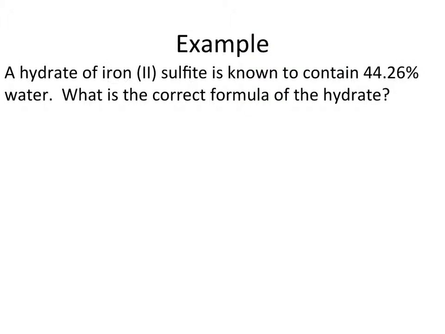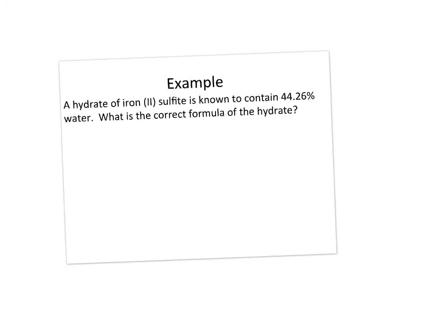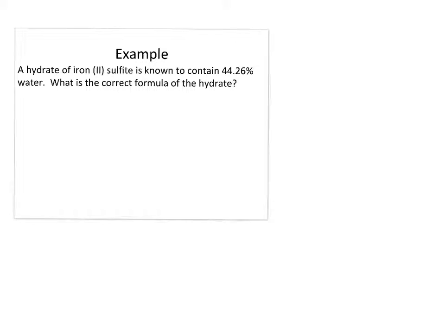A hydrate of iron 2 sulfite is known to contain 44.26% water. What's the correct formula of the hydrate? So in this case, we're actually given a percentage. Again, I'm just going to make this a little bit smaller to give us a little bit of working space. Here we have a hydrated iron 2 sulfite. So iron 2 sulfite is just FeSO3, and it has some amount of water attached to it. Now if we boiled it off, we would get FeSO3, and we'd have H2O.